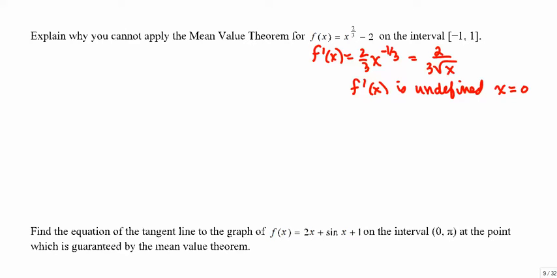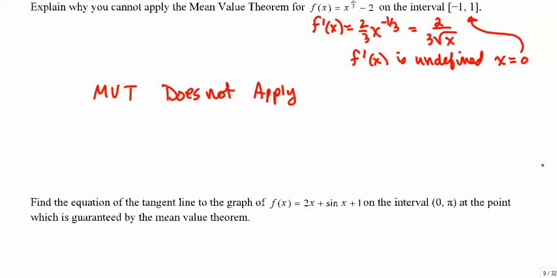Now, if x equals 0 is not in our closed interval, then it doesn't matter. But because 0 does fall within our interval of -1 to 1, I can't use the mean value theorem. The reason it is undefined is because there is a cusp at 0. So the mean value theorem does not apply here. All right, so that means we're going to move on to the next one.